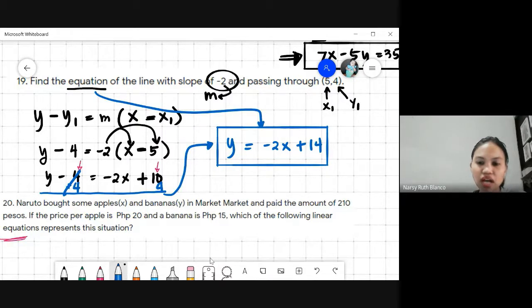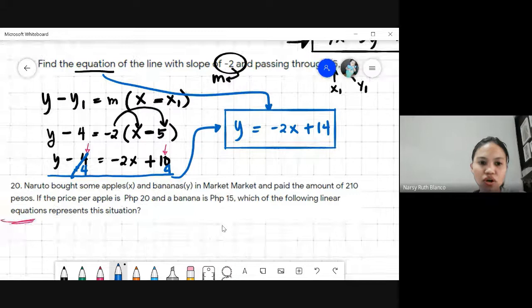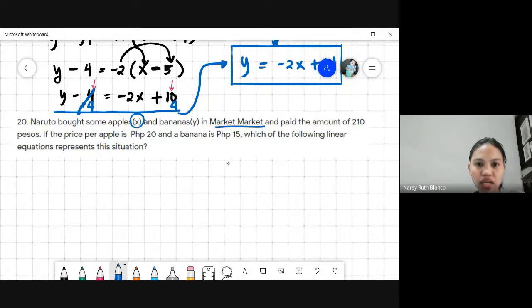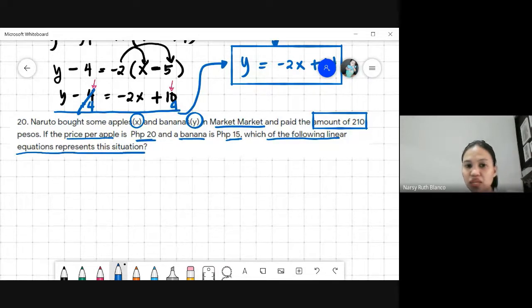And for the last item, we have Naruto bought some apples and bananas in market. Yung apples nila to be X, bananas nila to be Y. Yan. And paid 210 pesos. If the price per apple is 20 pesos and banana is 15 pesos, which of the following linear equations represents this situation? So you would have choices here. But I'm going to show you how to get the equation. Okay, para titingnan nyo na sa choices kung anong equation. Para hindi na kayo matagalan.